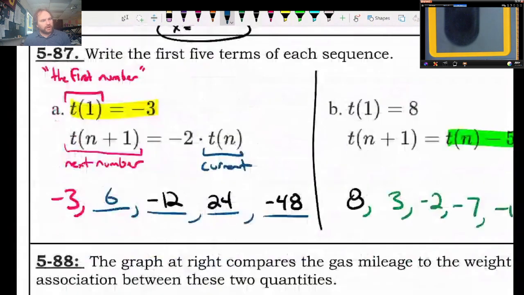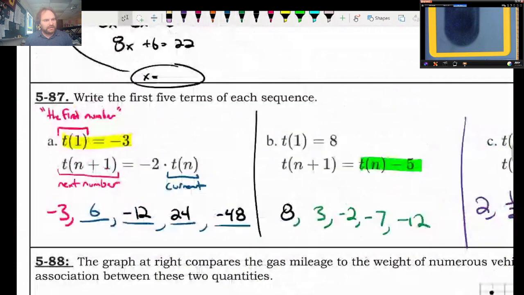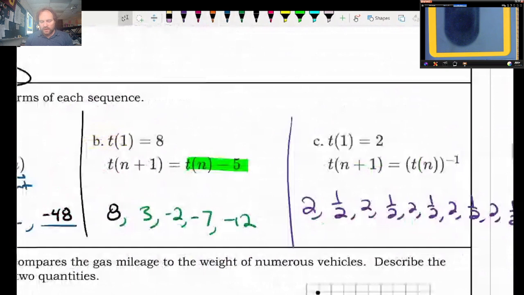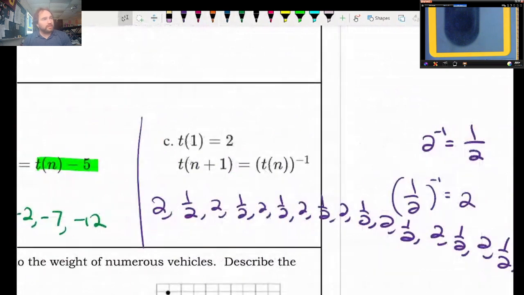587, we kind of did during class. We actually did A and B in class, and then C we also looked at a little bit. When you raise something to the negative first power, you move it to the bottom of a fraction, and if you raise it to the negative first power again, it moves back to the top. So this goes 2, 1/2, 2, 1/2, 2, 1/2.